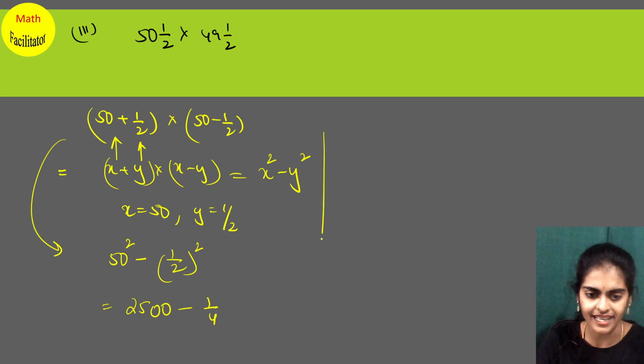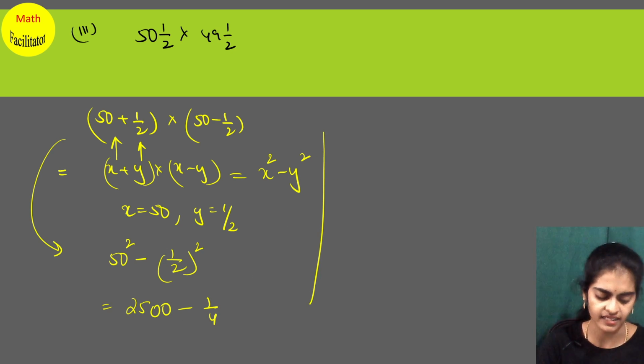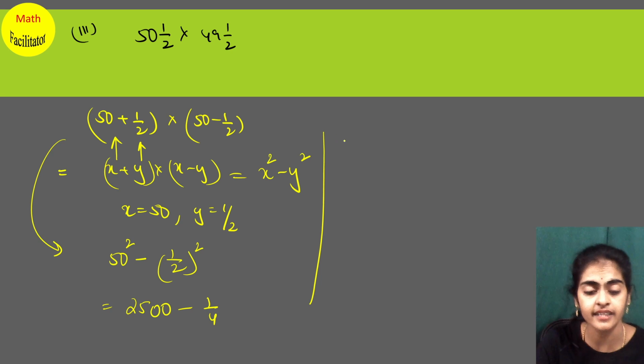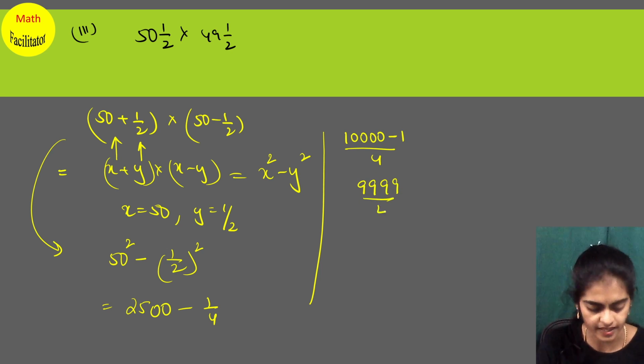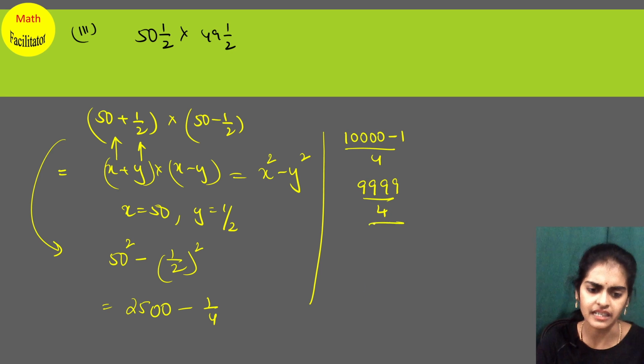So you can take LCM, or you can directly solve it. If you want, you can take LCM. So how much do you get here? If I'm taking LCM, 2500 into 4 will give me 10,000, minus 1, divided by 4. So it will be 9,999 divided by 4. Right? So you can leave the answer here. Otherwise, you can convert it into a fraction. Okay? Improper fraction.